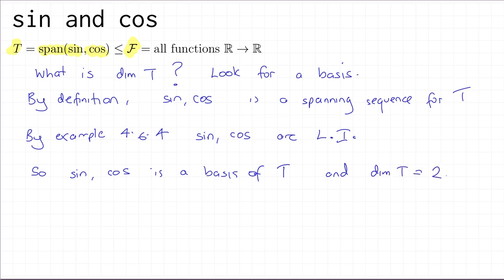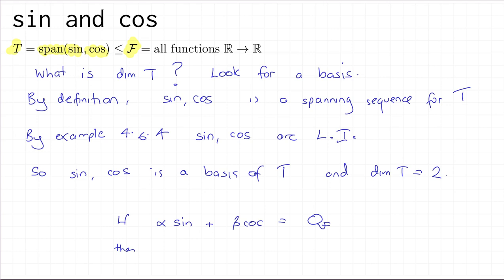So if you're struggling to recall the linear independence proof, what we did is we took a linear combination. We said, okay, suppose alpha times sine plus beta times cosine is equal to the 0 function in F. And then if that's true, the 0 vector in this vector space is the function which is always 0, the constant function which is 0.